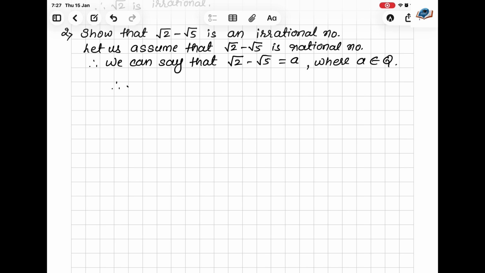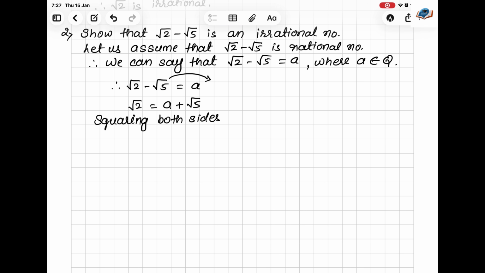Now therefore root 2 minus root 5 equal to a. So if I move root 5 from the LHS to the RHS side, I can write root 2 equal to a plus root 5. Now squaring both sides, I will have root 2 whole square equal to a plus root 5 whole square. So I can say 2 equal to a square plus 2a root 5 plus 5.